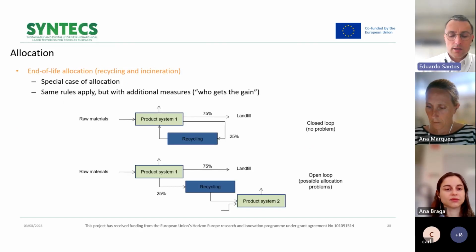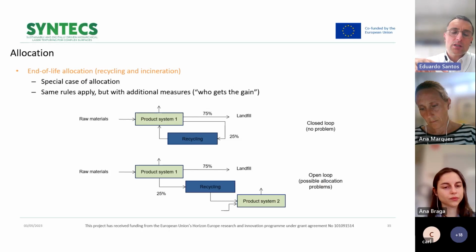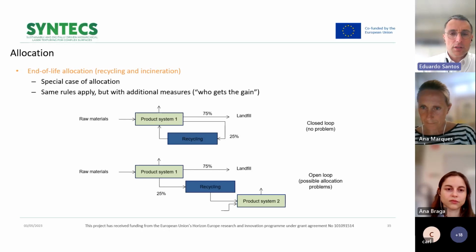And this can also happen for recycling processes, so for end of life. And in this case, the allocation has not to do with impacts that are occurred, but with the impacts that are avoided. So if we are sending a given material from our product system to be recycled and the material is reused back again in our product system, the benefit, the avoided impact from that recycling is already solved because we are avoiding the use of given materials by using the recycled one.